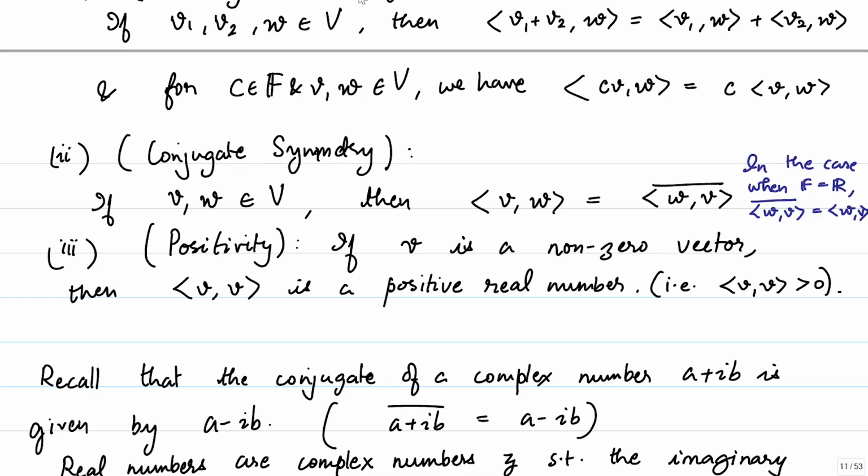And how about the third property? The third property says that irrespective of whether it is a real vector space or a complex vector space, if you look at the inner product of a vector v with itself, it should necessarily be a positive real number. So, even when our vector space is a complex vector space, if you take any non-zero vector v and look at the inner product of v with itself, it should necessarily be a positive real number.